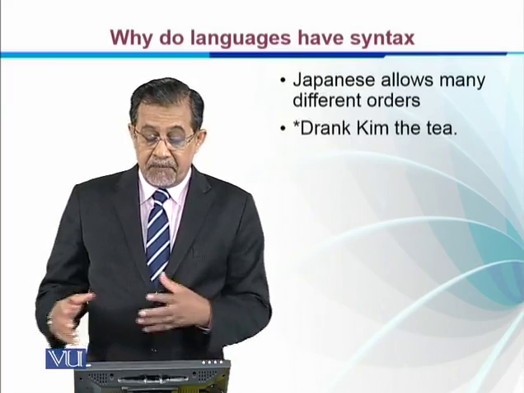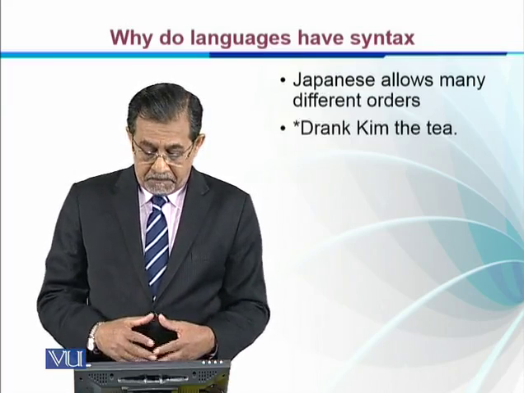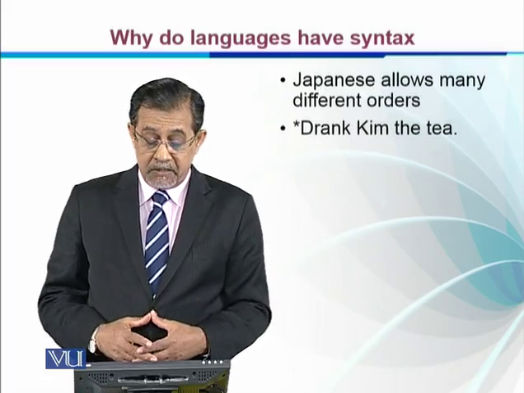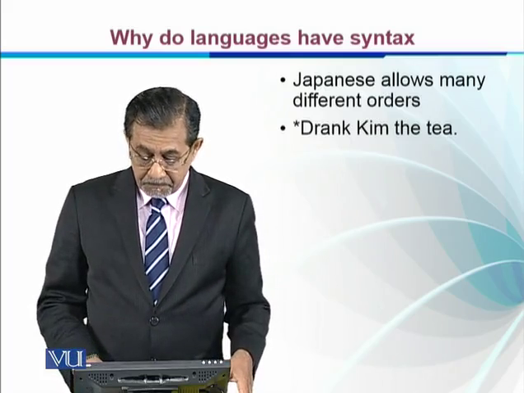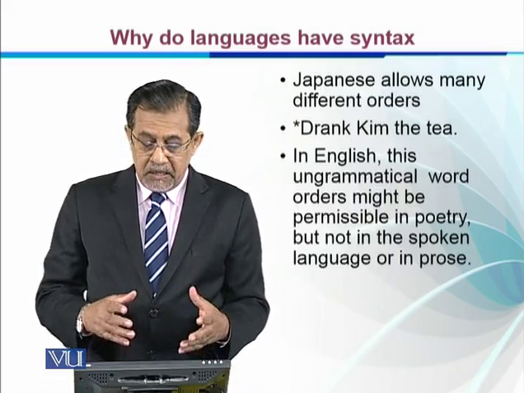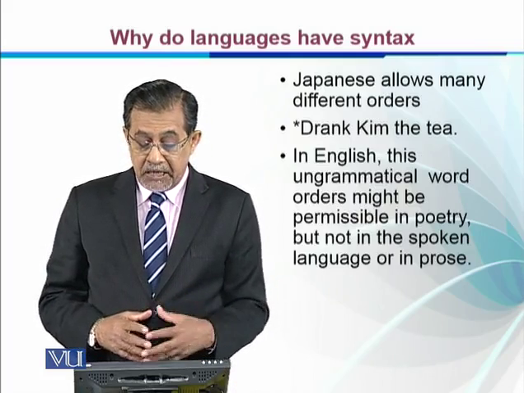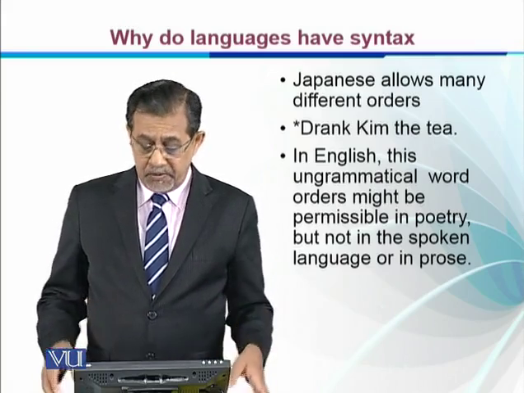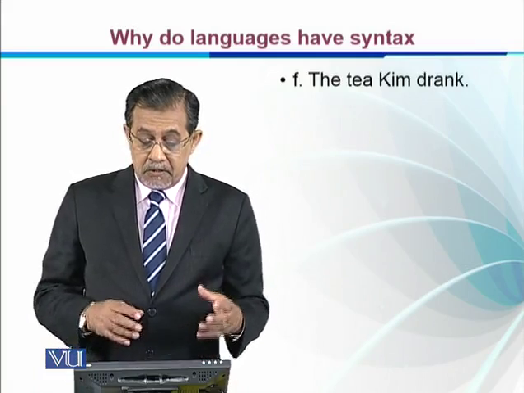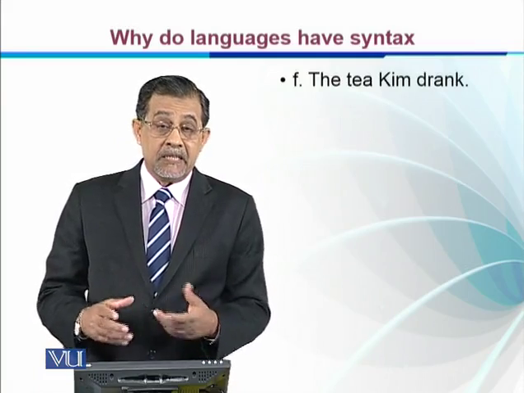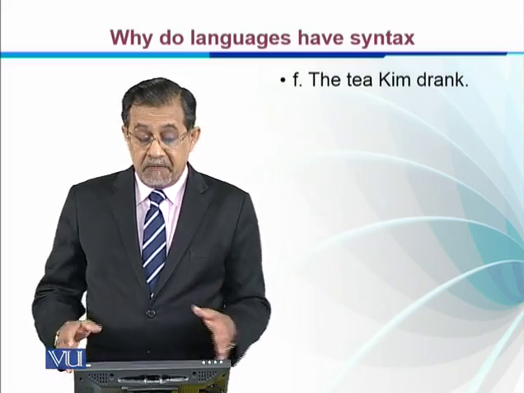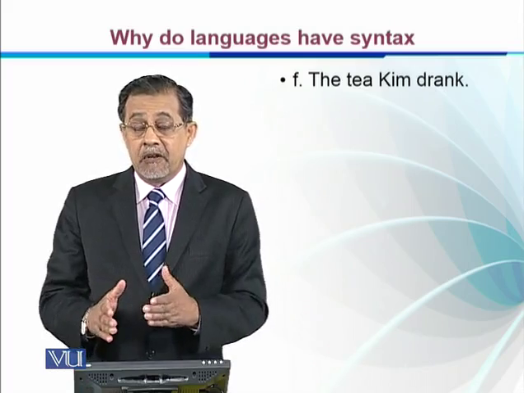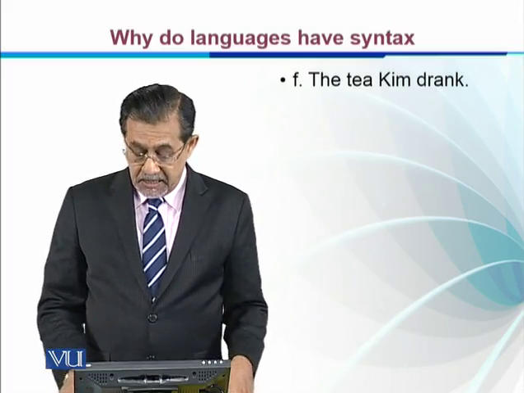Drank him the tea. If you look at this, it is not found in the English language, but it is found in Japanese. In English, this ungrammatical word order might be permissible in poetry, but not in spoken language or prose. The tea Kim drank, again, as I said, is possible, in which we have fronted the object. So we call it fronting of the object. This is sometimes done in the English language.